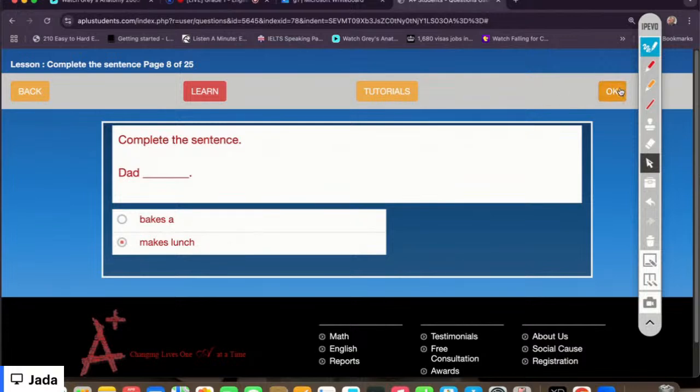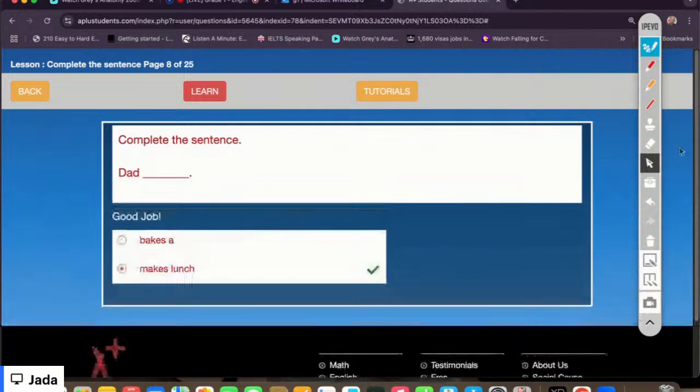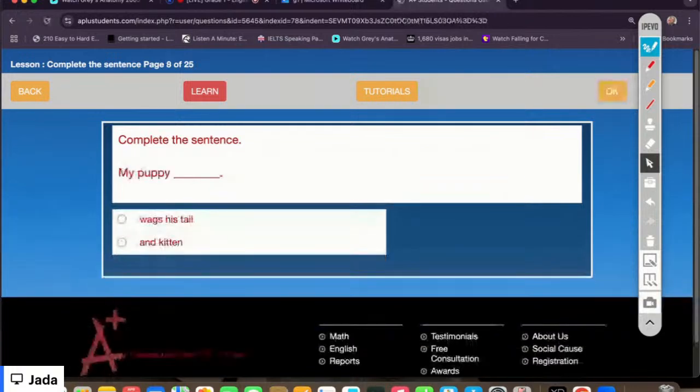Alright, that's it for our lesson on the sentence and fragment. You need to complete this if you haven't done it. Can you tell me if you have any question?